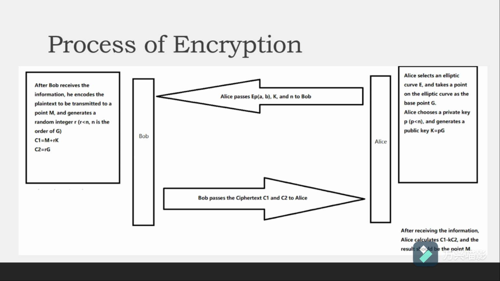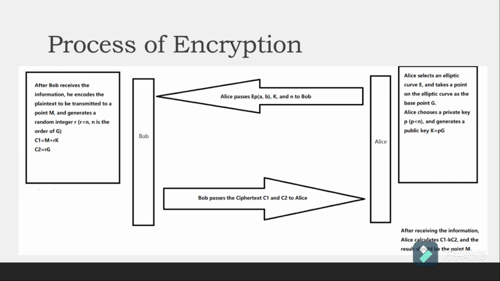So now we talk about the process of encryption. How do we encrypt by using ECC? We have two people, Alice and Bob. First, Alice selects an elliptic curve E and takes a point on the elliptic curve as the base point G, and calculates the order of the base point G, which is N. Alice chooses a private key P and generates a public key K equal to P times G. Then Alice sends the public key, the elliptic curve E, and the order N of the base point G to Bob.